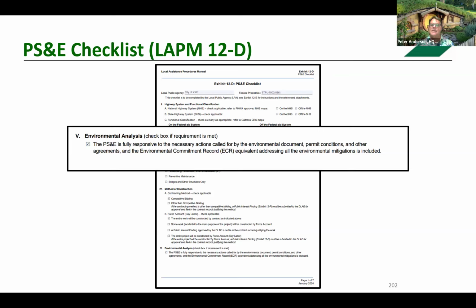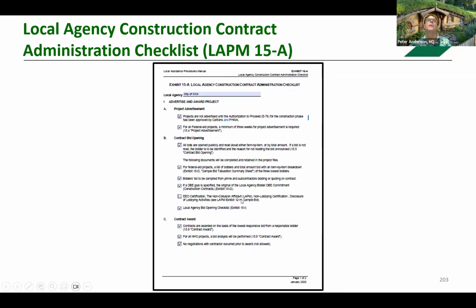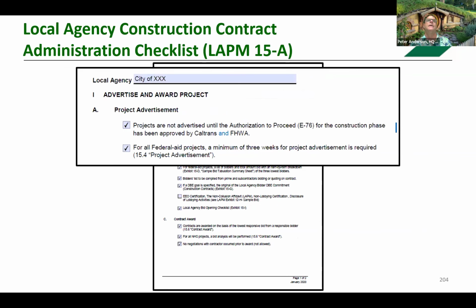And then I talked about day 4 really goes into the completion of this form, the LAPM 15A. This is the local agency construction contract administration checklist. This is a very simple checklist because it is a series of reminders, is all it entails. Advertise and award. Project will not be advertised until authorization to proceed with construction has been approved by Caltrans and FHWA. That's that. Got to have your authorization before you advertise.